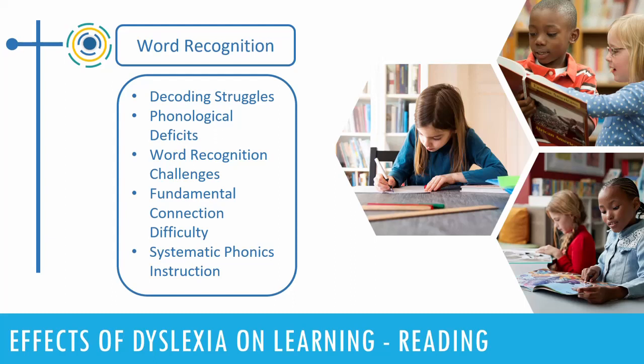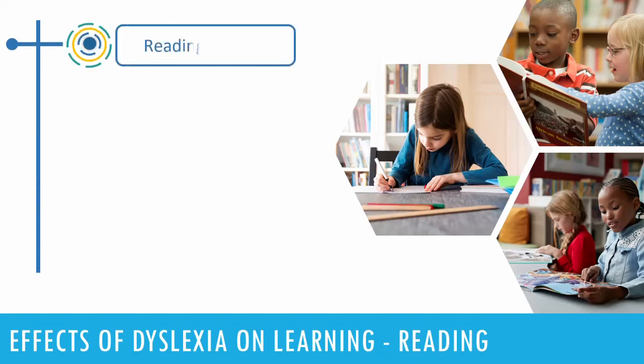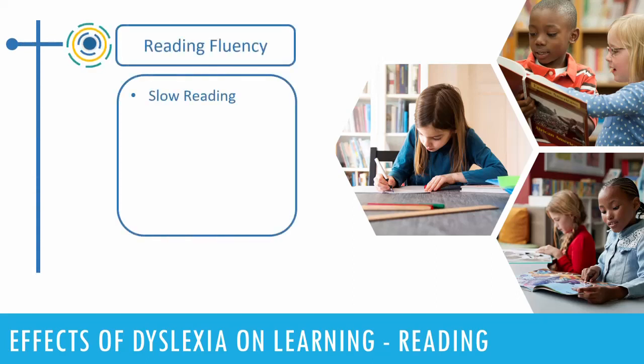This is not just about slow reading, it's about a fundamental difficulty in connecting letters to sounds. Effective interventions often focus on systematic and explicit phonics instruction, where students are taught letter-sound relationships in a structured, sequential manner. Reading fluency. Students with dyslexia may read slowly and with much effort.